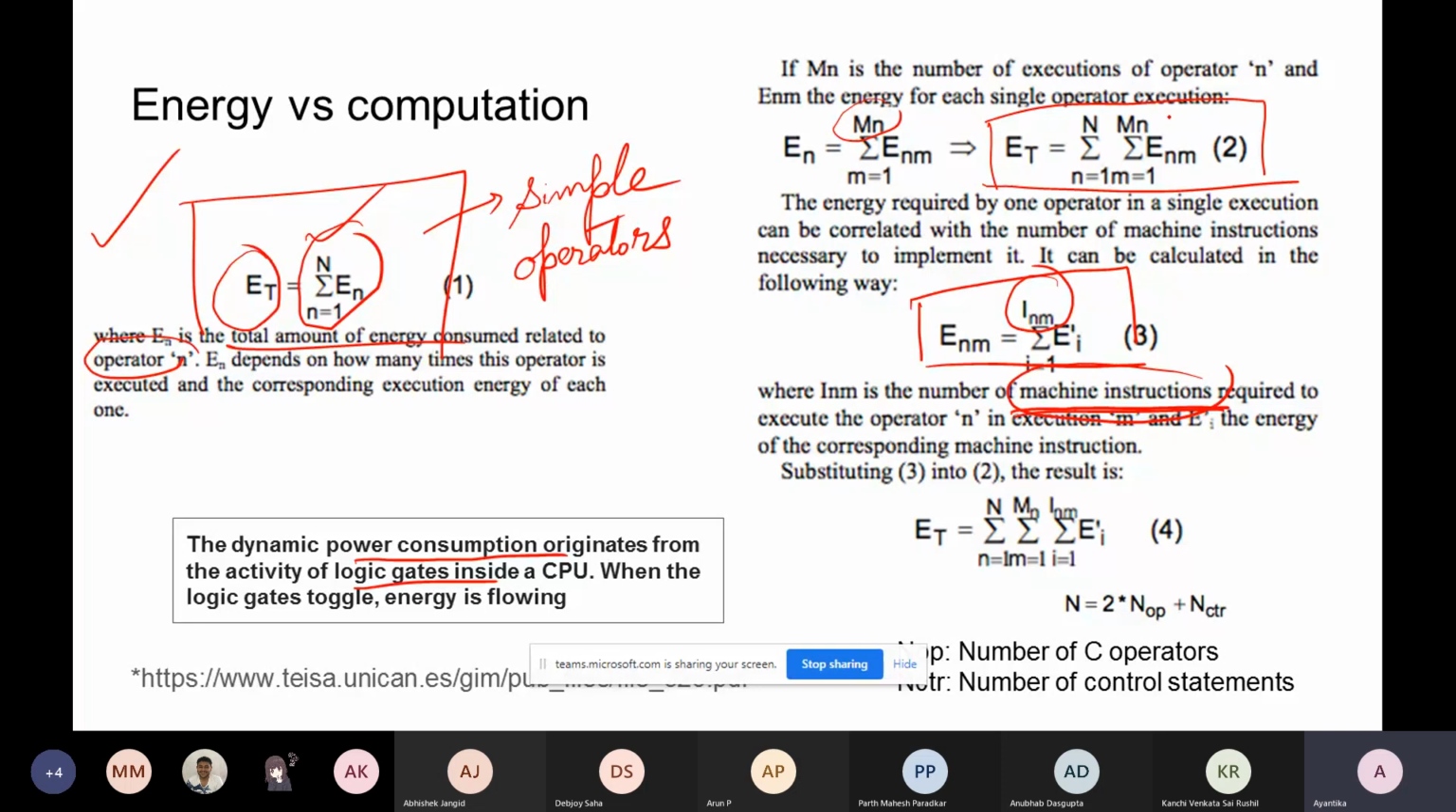Okay. So is it clear why we are talking about power consumption and energy when we are talking about computation? Is it clear? Any doubt? Okay.